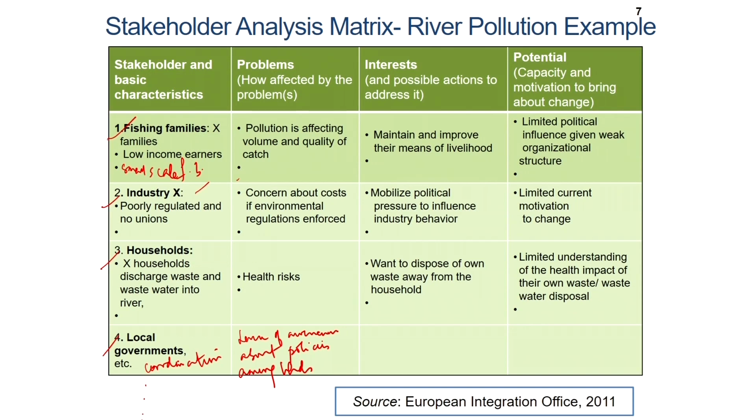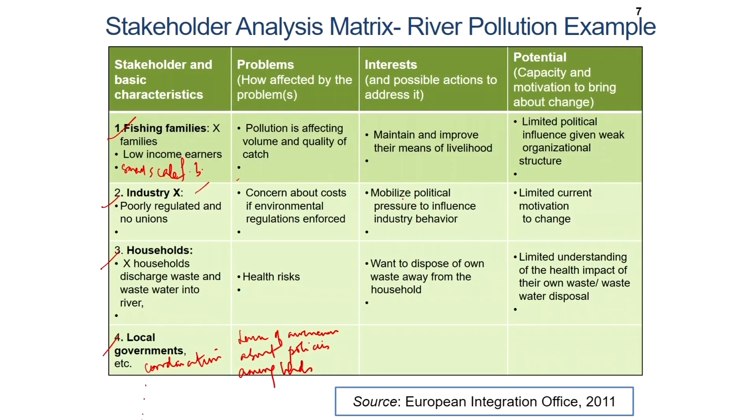The third column talks about interests and possible action. So, with regard to low income earning fishing families, the problem that they are facing is pollution affecting volume and quality of catch. With regard to interest, of course, their interest is to maintain and improve their means of livelihood, because any amount of river water pollution directly affects their livelihood options. Therefore, the possible actions that they may want to cooperate in could be with regard to maintaining and improving their means of livelihood.